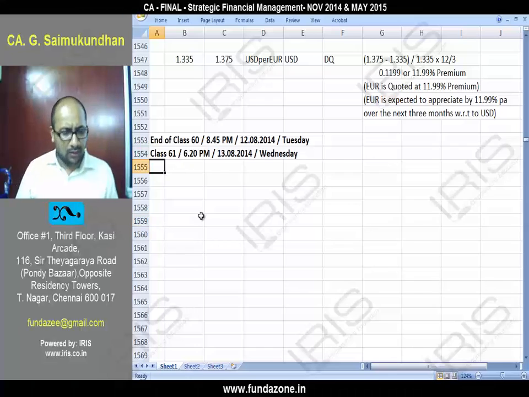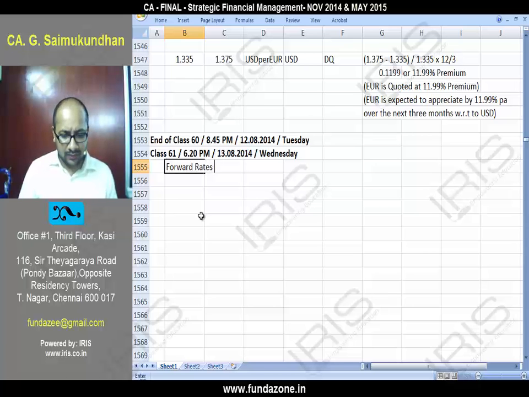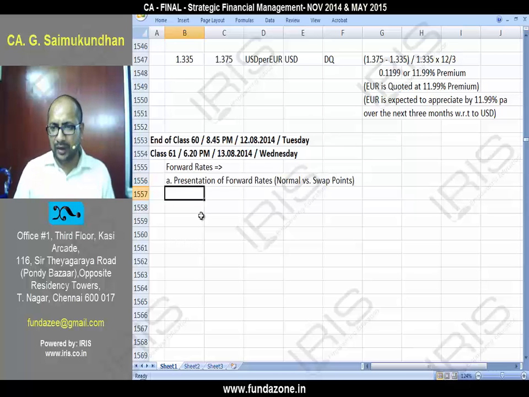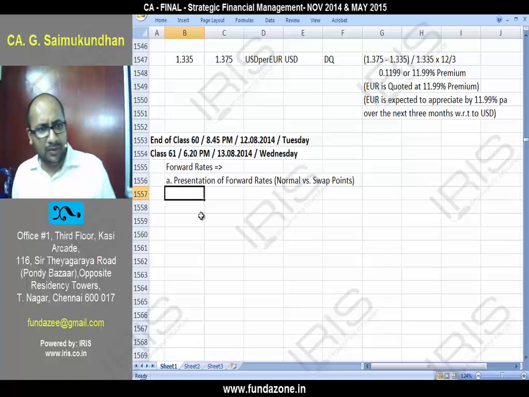In terms of forward rate, all that we have seen till now is something like this: how it can be presented to us. The presentation of forward rates, the normal versus the swap points or forward swap points, a different way in which people typically give. We saw both.